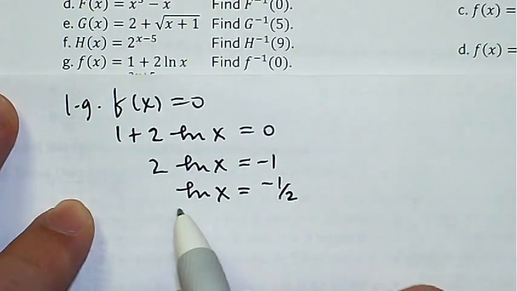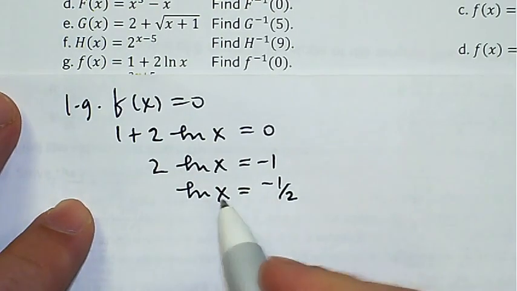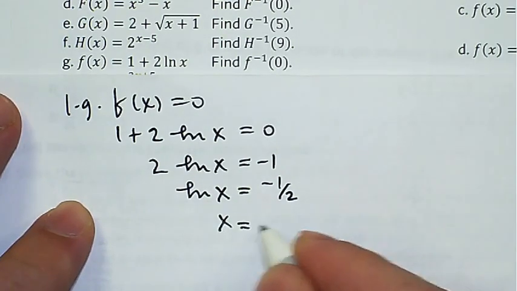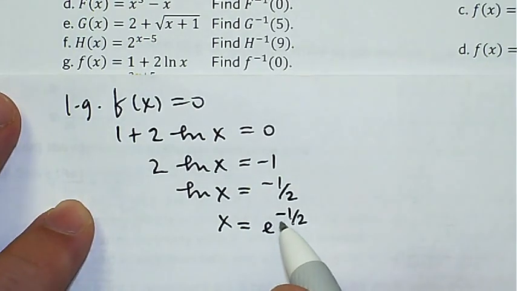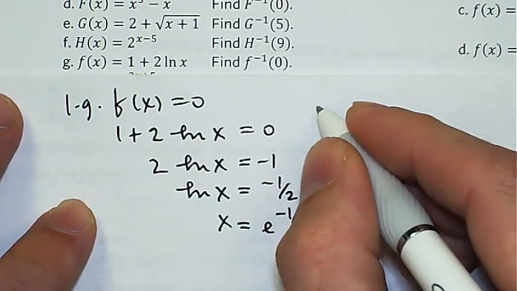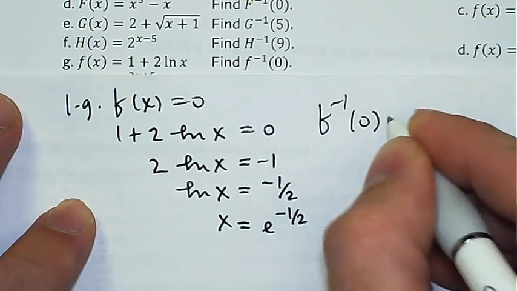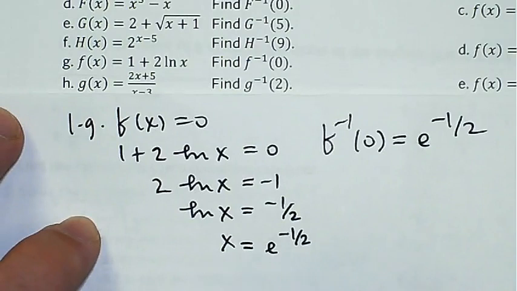And if I want to get rid of this natural log, I need to take e to both sides power. So I'm going to say e to the natural log of x, that's just x, equals e to the negative 1/2. Now, if you want to call this 1 over the square root of e, you can. We've learned that in this class. But you don't have to. We could just say that f inverse of 0 equals e to the negative 1/2, and that would be enough.